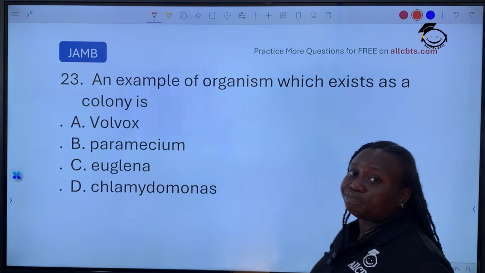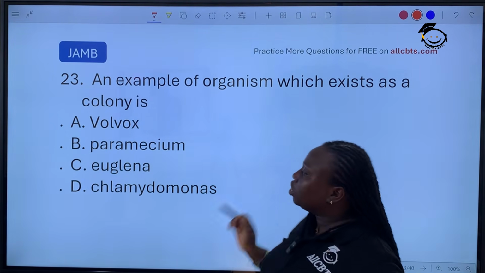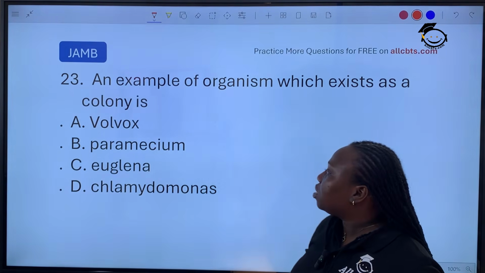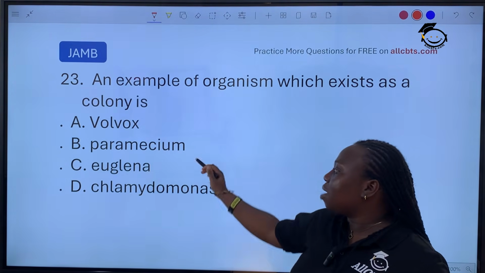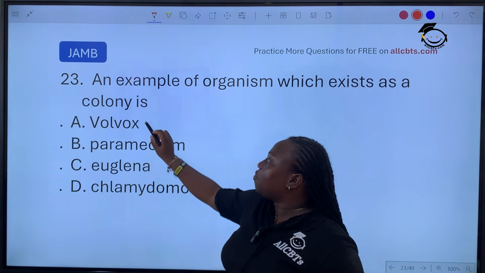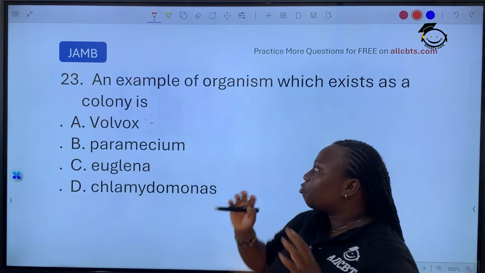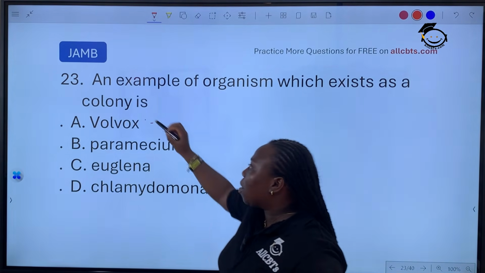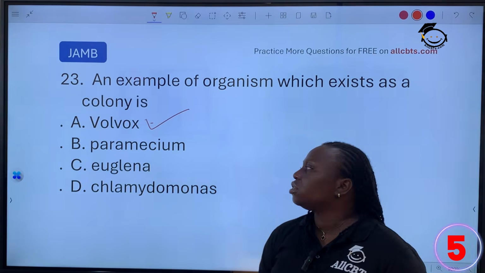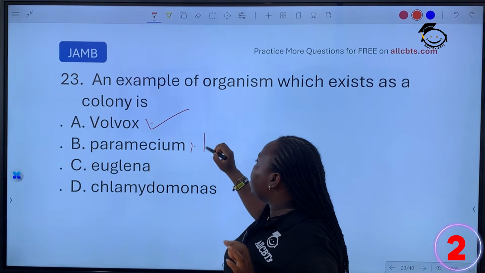Number 23. An example of organisms which exist as a colony is what? Volvox, Paramecium, Euglena, Chlamydomonas. Now the Volvox is always in groups, always in colonies. So our answer is Volvox. But Paramecium, they are always found individually.